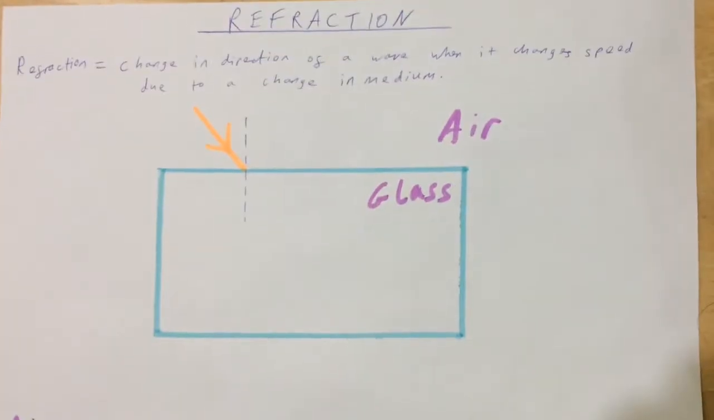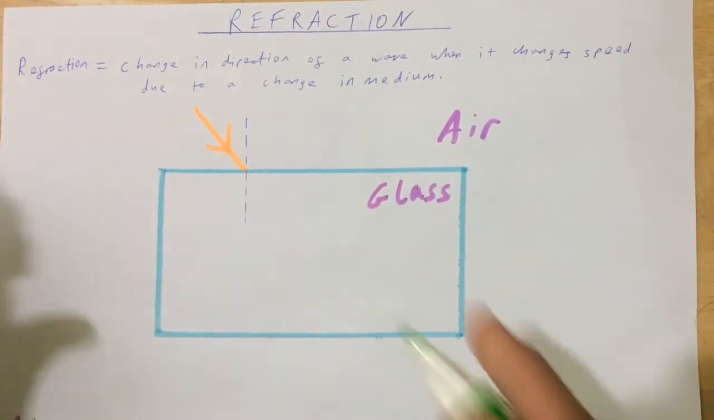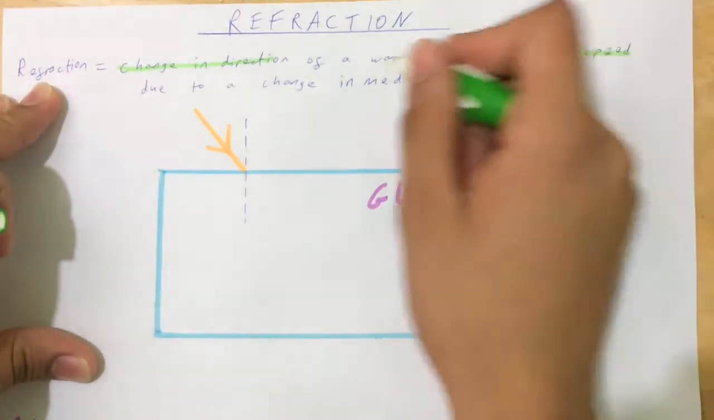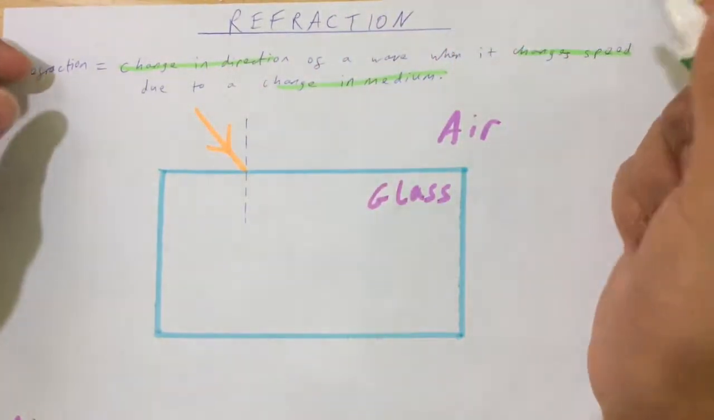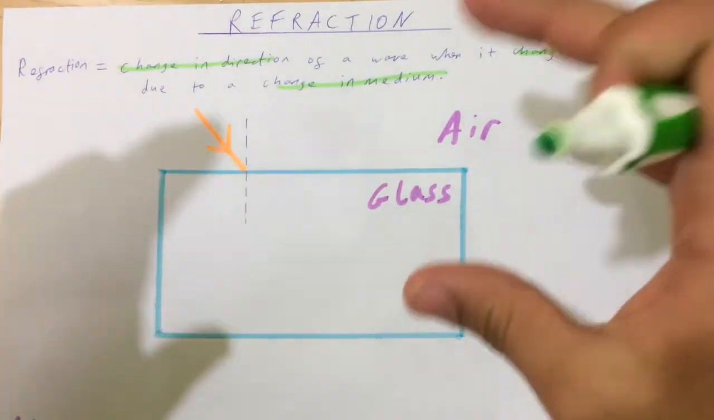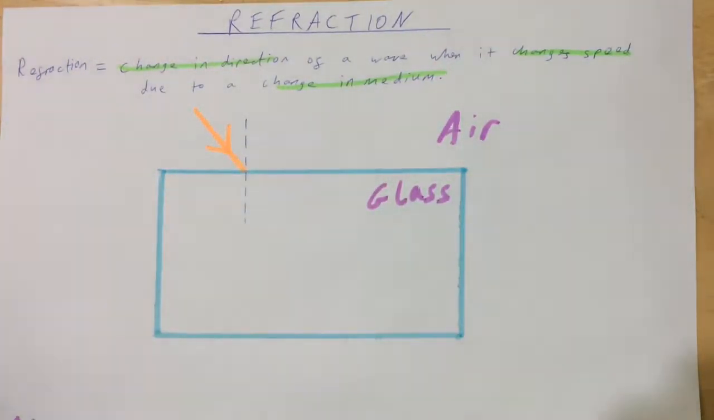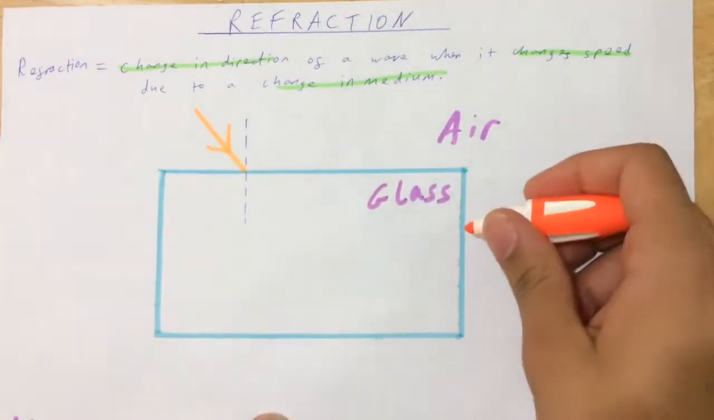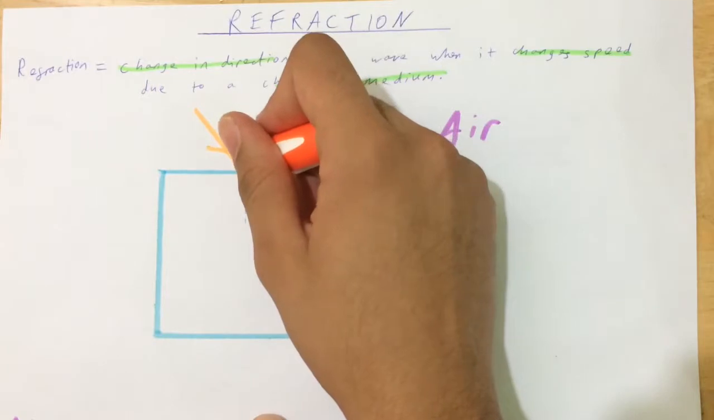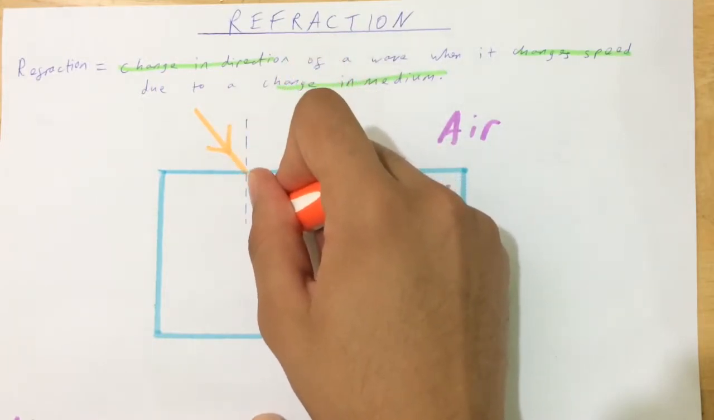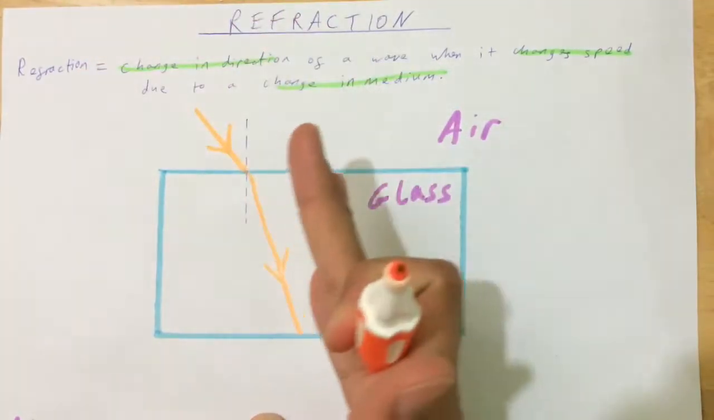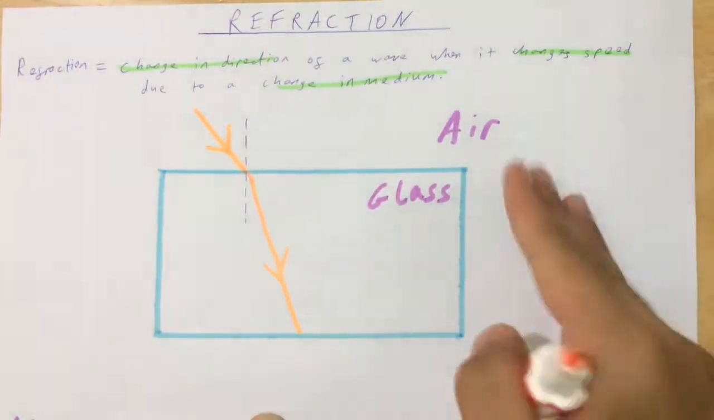Next. So, refraction. What is refraction? Refraction is a change in direction of a wave when it changes speed due to a change in medium. Now, what the hell does all that mean? Well, let's look at the diagram and find out. When a light ray is shone onto a glass block, it will be refracted. From air to glass, it's refracted towards the normal. As you can see here, the light is bending towards normal. Refraction is the bending of light.